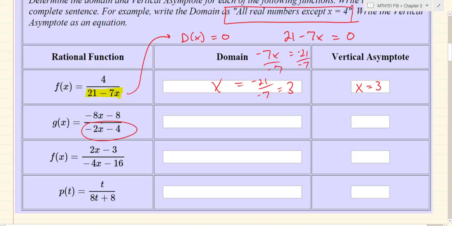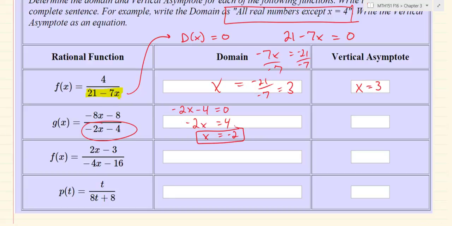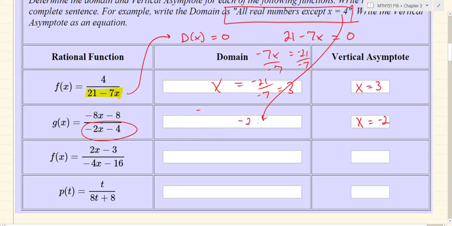Again, you're just looking at this, and I can't do that one in my head, so let's write it down. Negative 2x minus 4 equals 0. Add 4 to both sides, so negative 2x equals 4. Divide by negative 2, x equals negative 2. So this is what makes the denominator equal to 0, and therefore it can't be part of our domain. So the vertical asymptote is going to be at x equals negative 2, and the domain is going to be, copy-paste, all real numbers except negative 2.